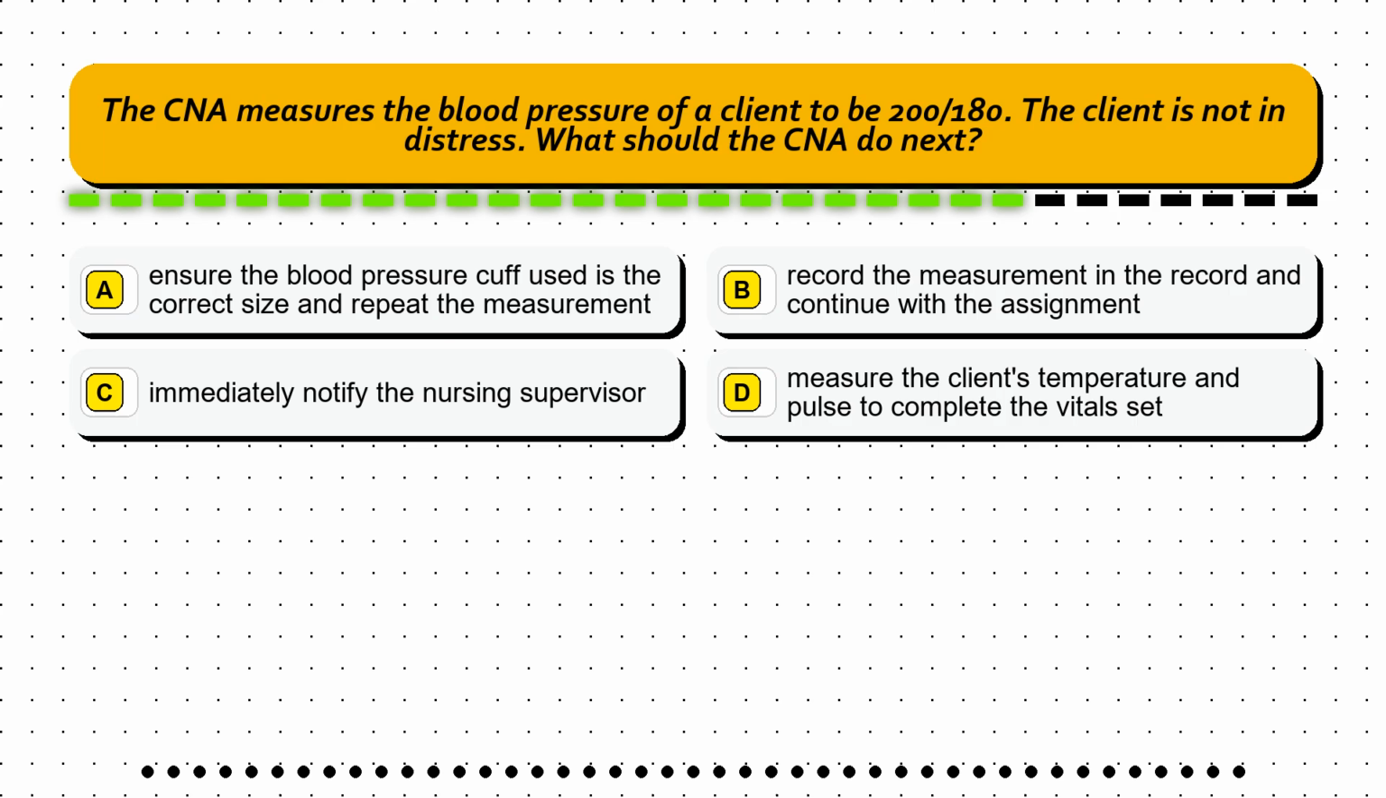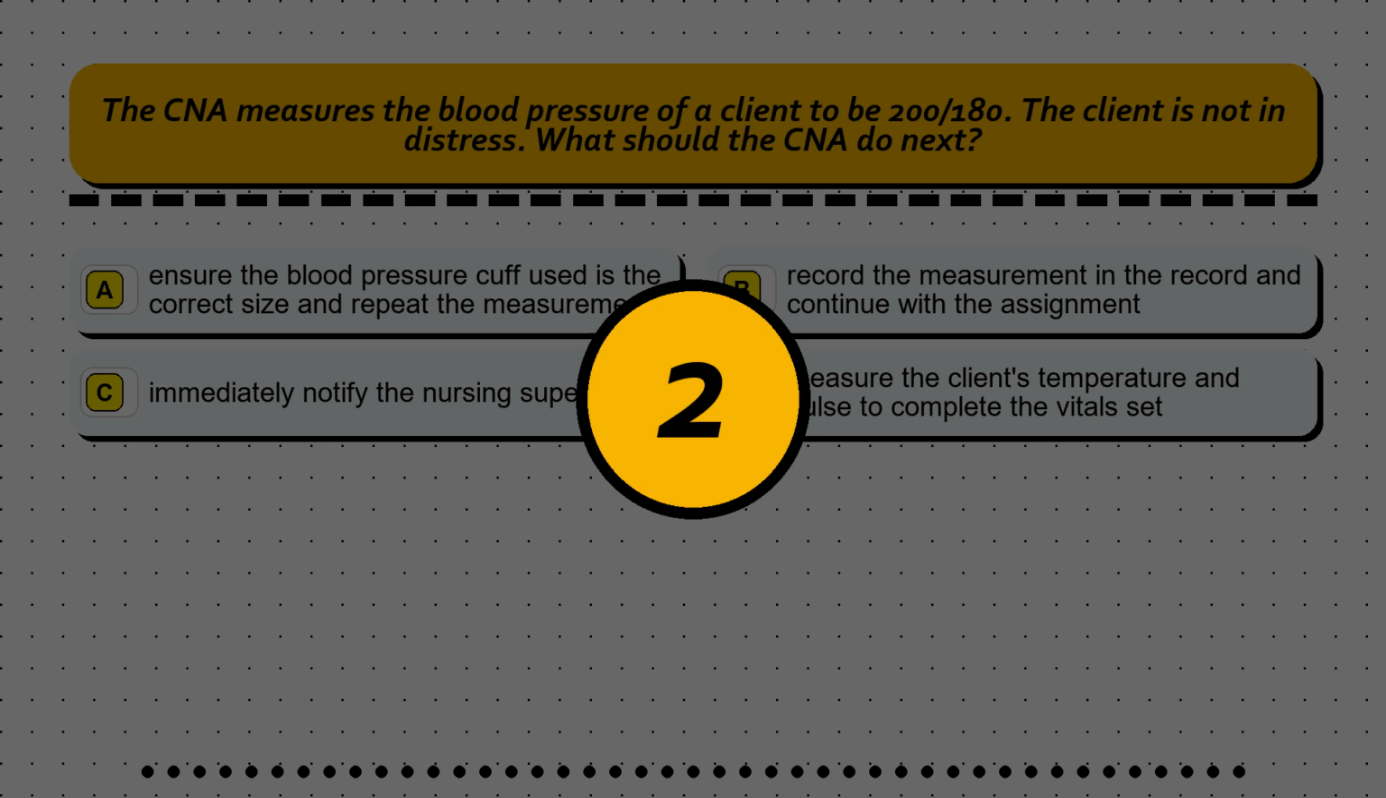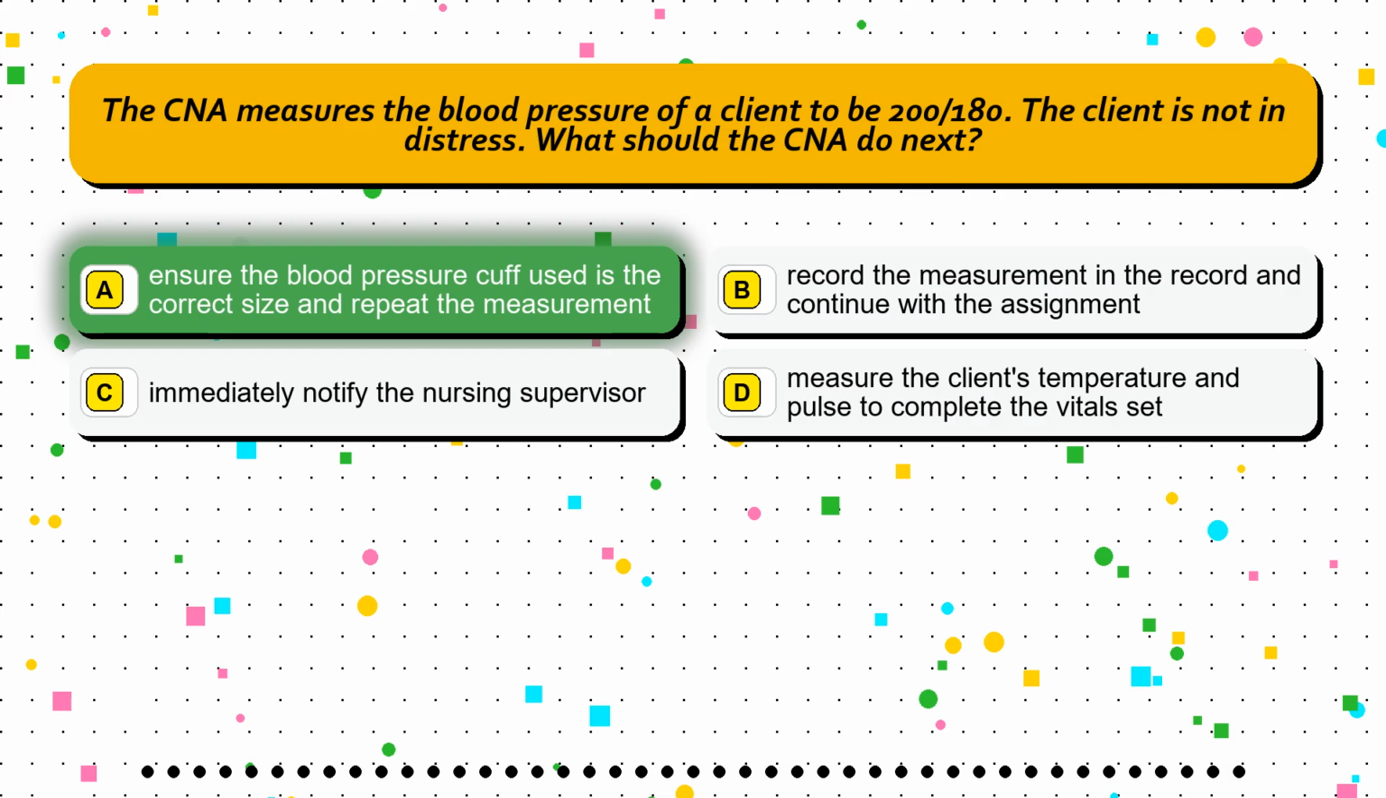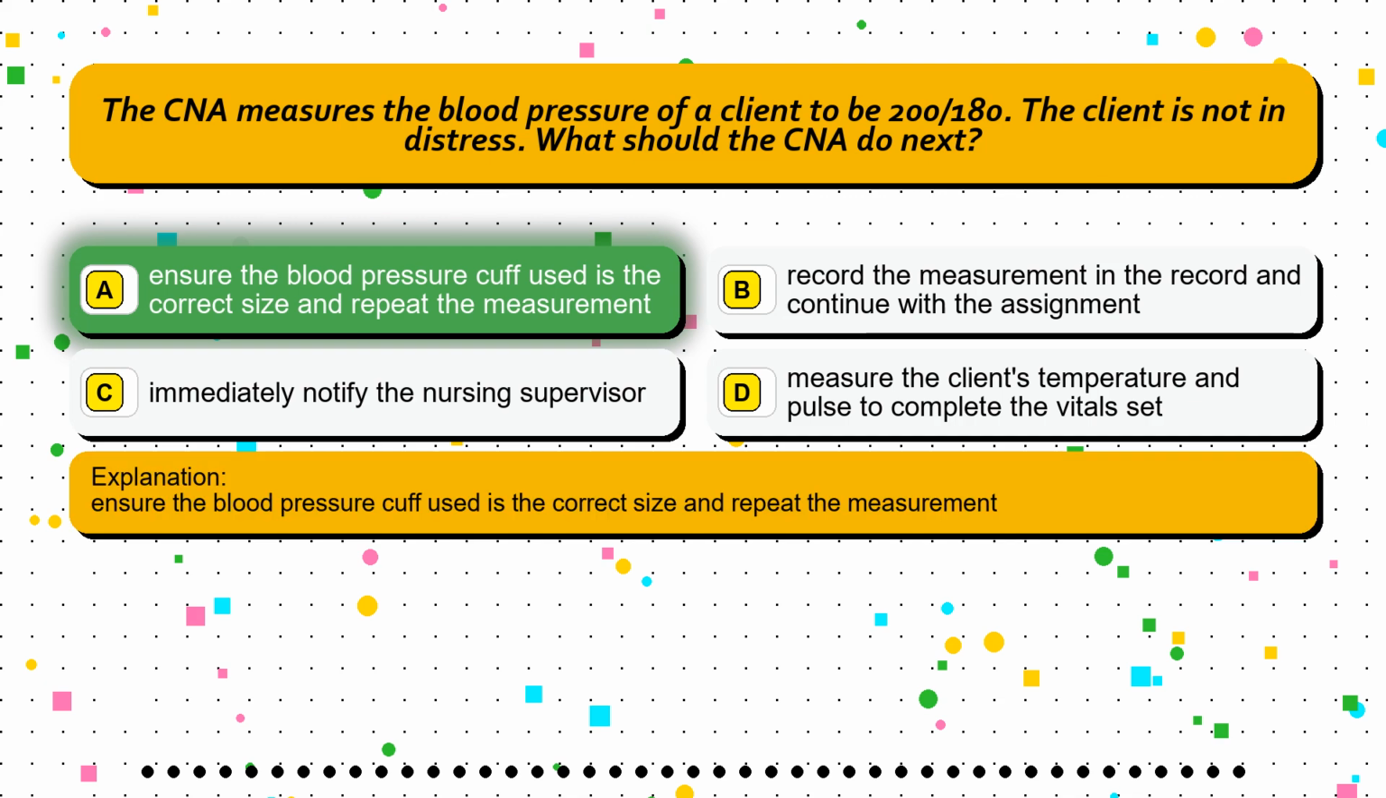Question 39. The CNA measures the blood pressure of a client to be 200/180. The client is not in distress. What should the CNA do next? Option A, ensure the blood pressure cuff used is the correct size and repeat the measurement. Option B, record the measurement in the record and continue with the assignment. Option C, immediately notify the nursing supervisor. Option D, measure the client's temperature and pulse to complete the vitals set. The correct answer is option A, ensure the blood pressure cuff used is the correct size and repeat the measurement.